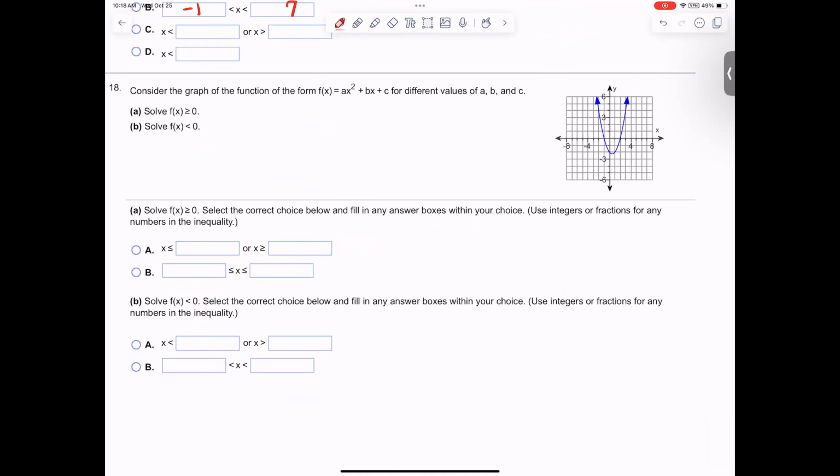Solve f of x greater than or equal to 0, and less than or equal to 0 graphically. Where is this thing greater than or equal to 0? Where it is above the x-axis. Where is it above the x-axis? From -1 to infinity, and also from 2 to infinity, or anything greater than 2?